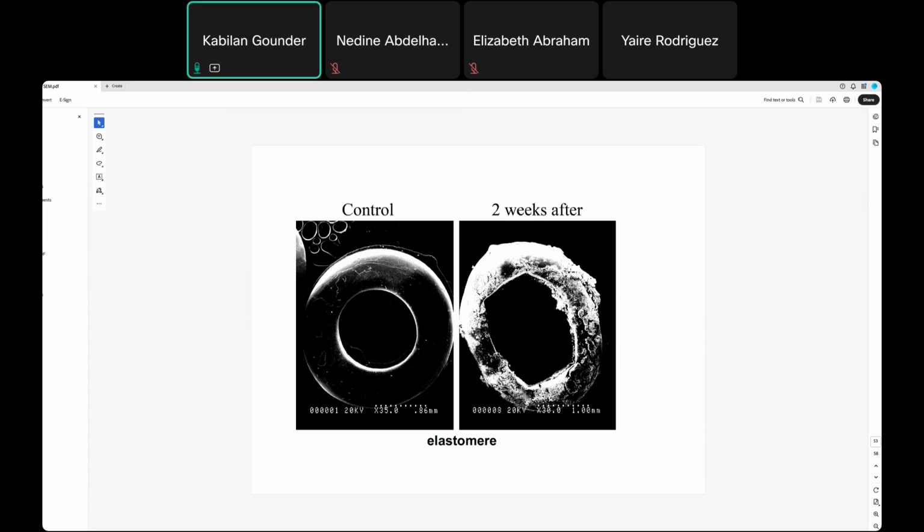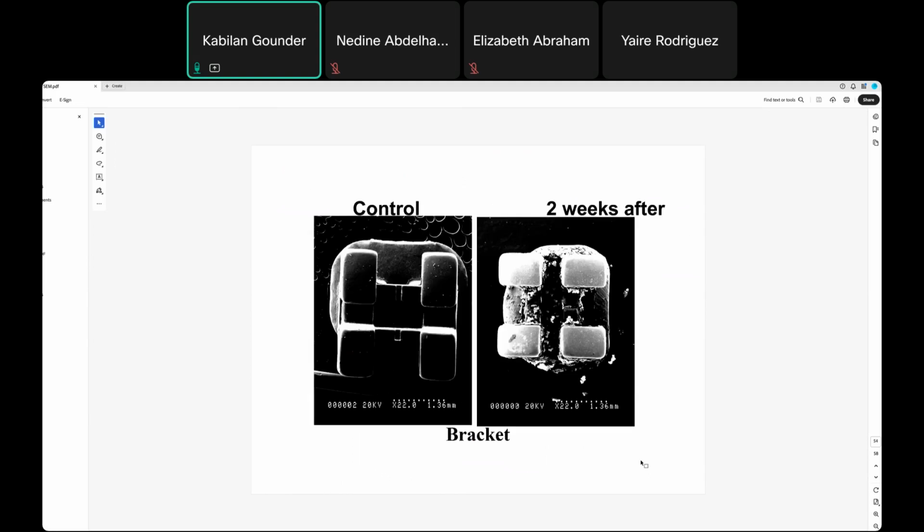So that also shows that the scanning electron microscope gives more information. Again, from the same patients, we collected samples and put them on the media to see how the microorganism forms biofilm on the surface of the brackets.